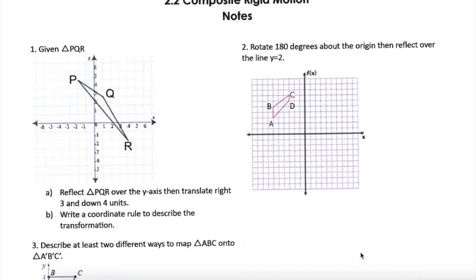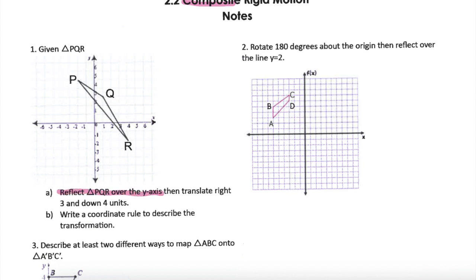over how to graph, write coordinate rules, and map out different types of composite rigid motion. So composite meaning when more than one happens. So for problem number 1, we are given triangle PQR, and it says reflect triangle PQR over the y-axis. That's our first composite, or first transformation, so we're going to reflect over the y-axis. Let's go ahead and highlight that.